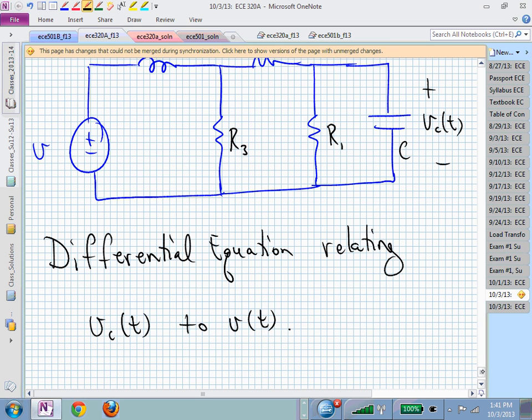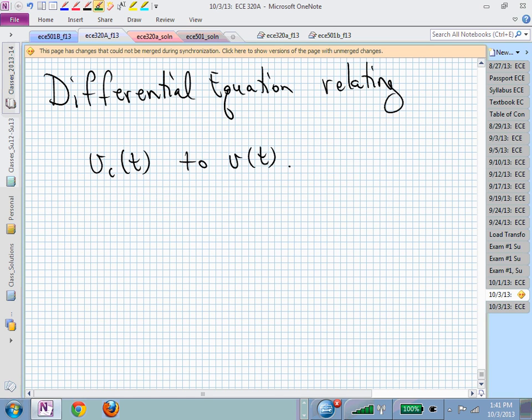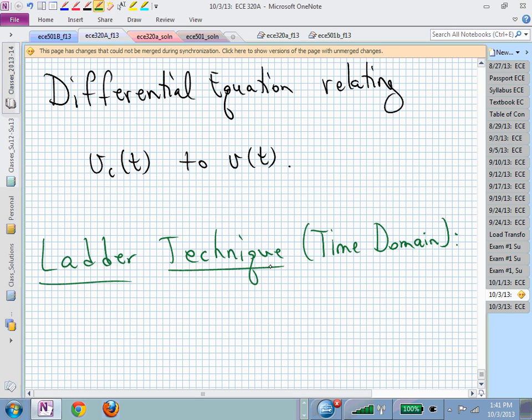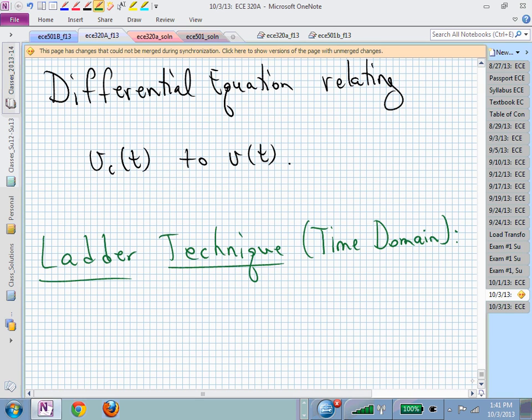All right, here's our ladder technique in the time domain. What we want to do is start with variables on the right of our ladder and follow those all the way up the ladder and keep track of those as we go, as we start walking. So this will be in the time domain, but the same technique can also be used in the frequency domain.